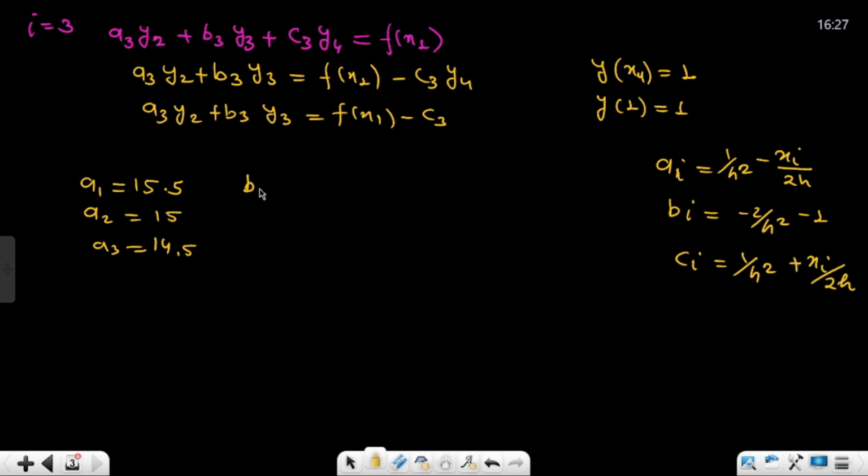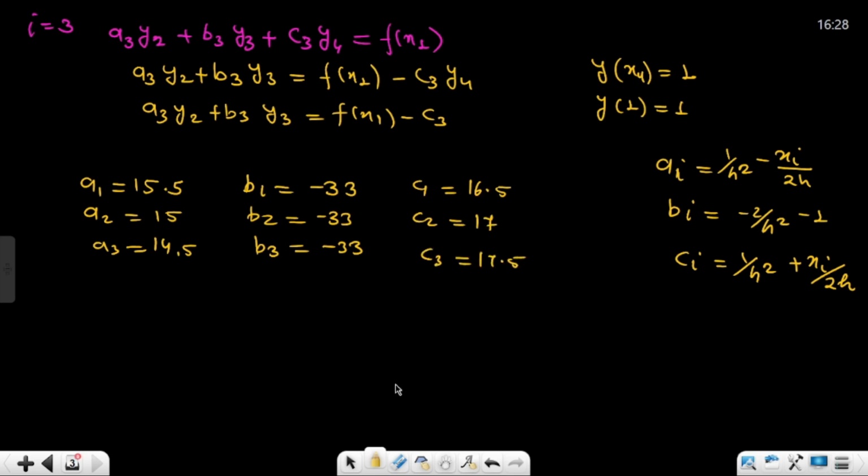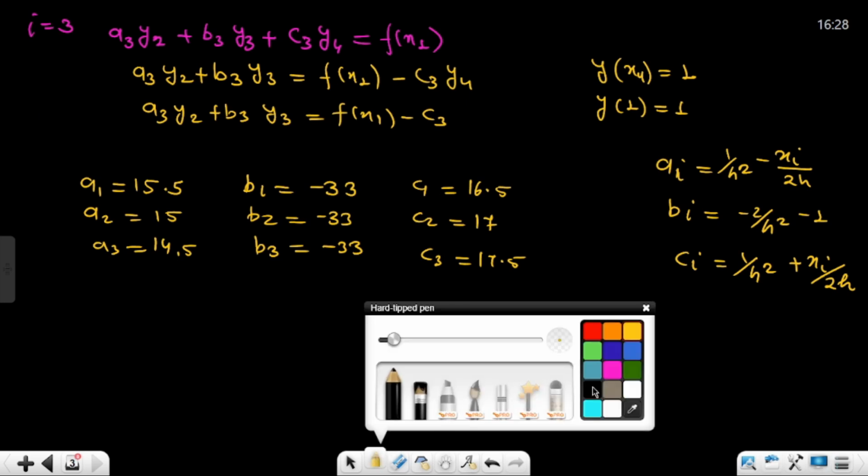Similarly, b1 is equal to minus 33, b2 is also minus 33. All the values will be equal because it is independent of x. So it is obviously minus 33. So c1 is equal to 16.5, c2 is equal to 17, c3 is equal to 17.5. Now by using this, we will construct the finite system of equations.